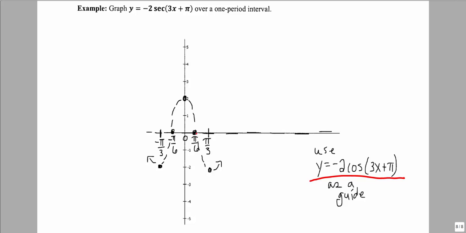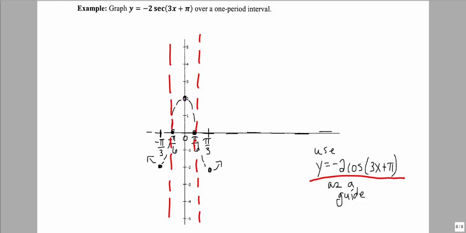So everywhere that I have a point at the middle of the graph, that is where secant will have an asymptote. So we're going to draw on our dotted vertical lines to represent the places where secant is undefined. Once we have our asymptotes, then we can graph secant.